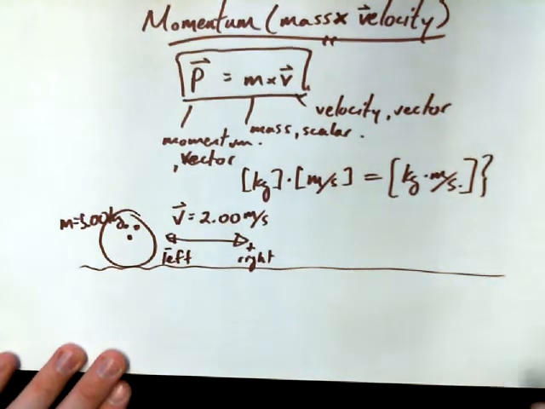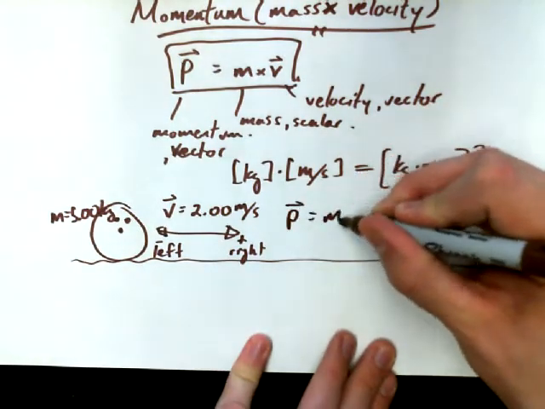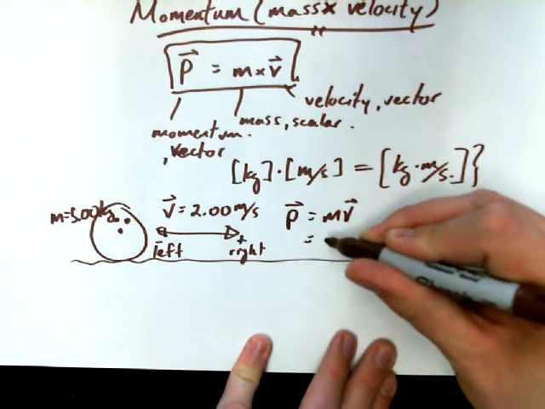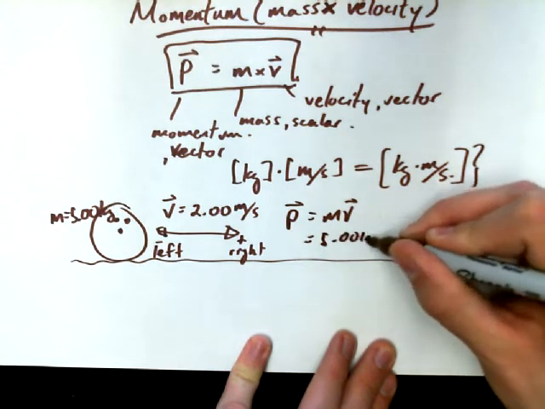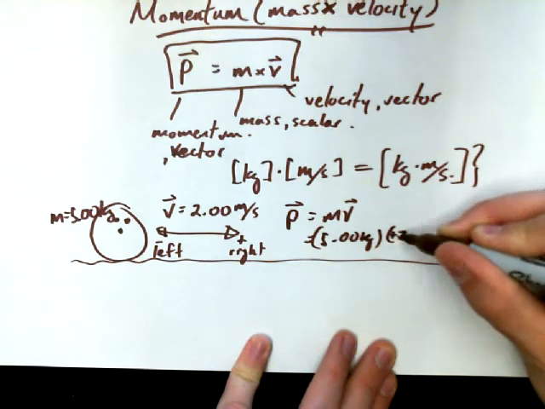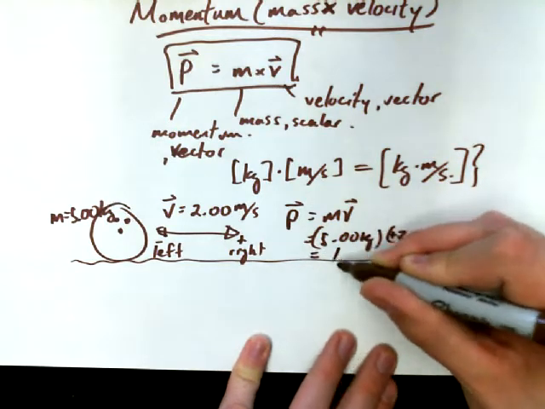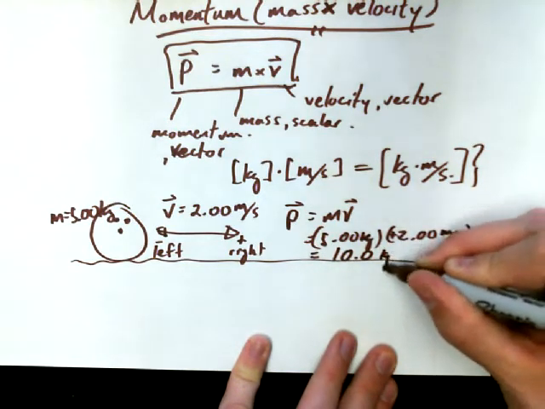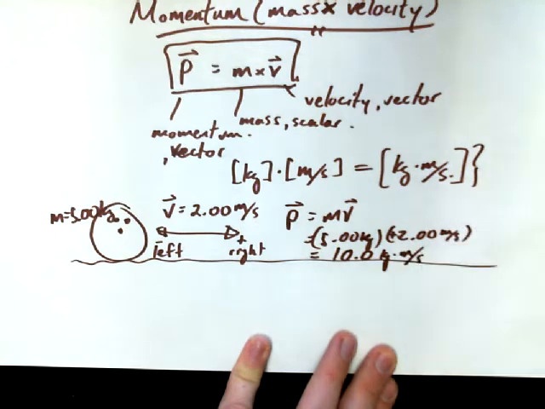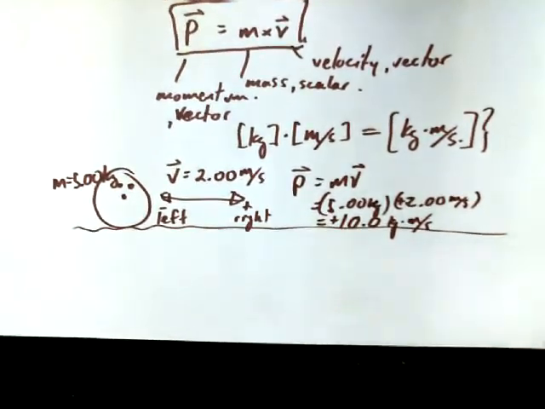And I said, hey, let's calculate what the momentum of this bowling ball is. Well, we can say, okay, momentum is equal to mass times velocity, or 5.00 kilograms times positive 2.00 meters per second, because to the right is positive, and you end up getting 10.0 kilogram meters per second. And we would say it's positive, which indicates that it's to the right. Cool. Very straightforward. So we're starting off with baby steps.